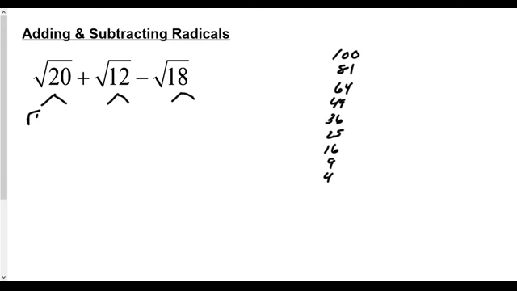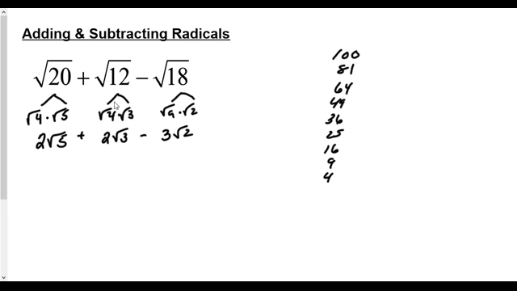The square root of 20 is the square root of 4 times the square root of 5, which will give us 2 square roots of 5. Plus, the square root of 12 has the square root of 4 times the square root of 3, which will give me 2 square roots of 3. Minus the square root of 18, which is the square root of 9 times the square root of 2. The square root of 9 is 3, so that is 3 square roots of 2.